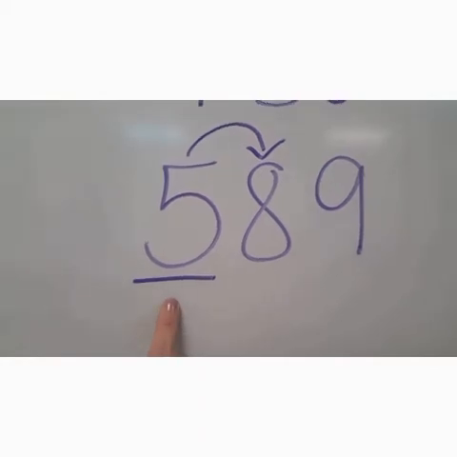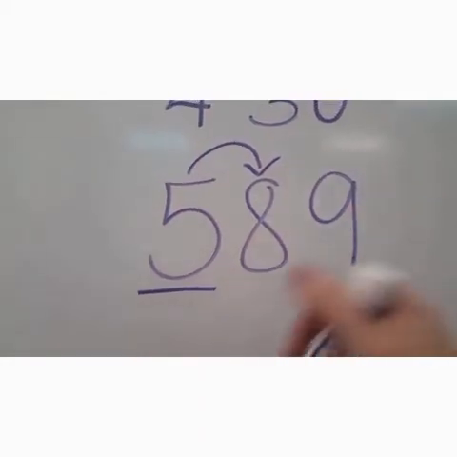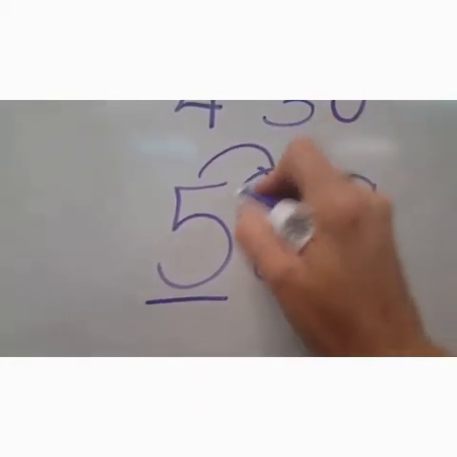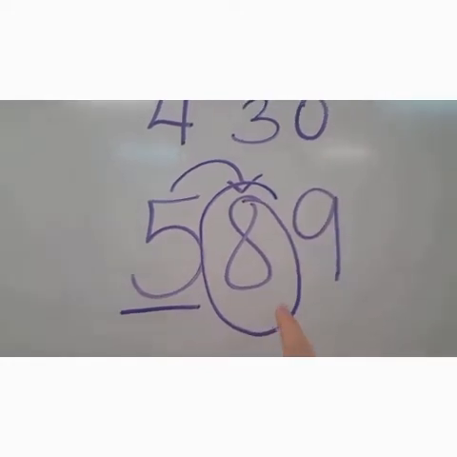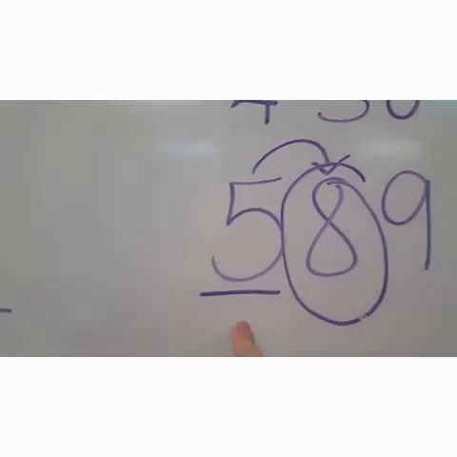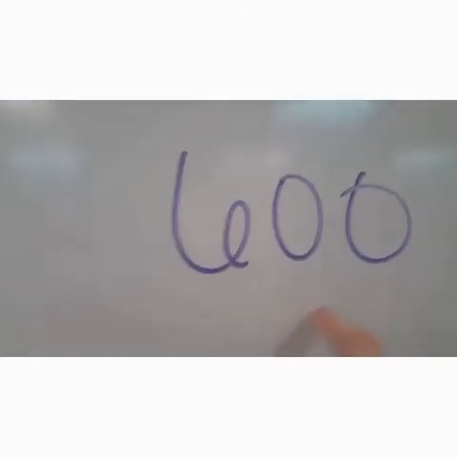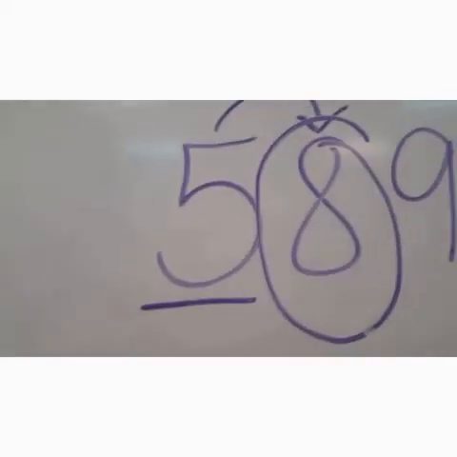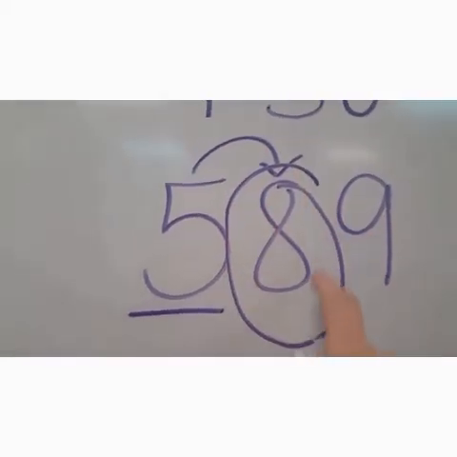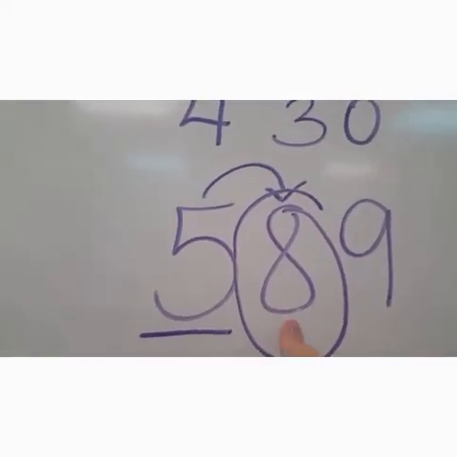Okay, so we're in the 500s. We'll look at the number next door. The number next door is an 8. If it's 5 or more, we raise the score. So this 500 is going to become 600. So the answer is 600 because you're rounding to the nearest 100. So you have an 8 next door, that's 5 or more.